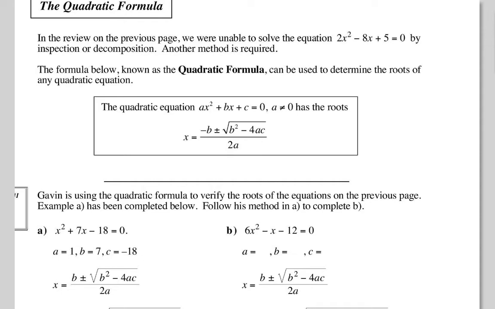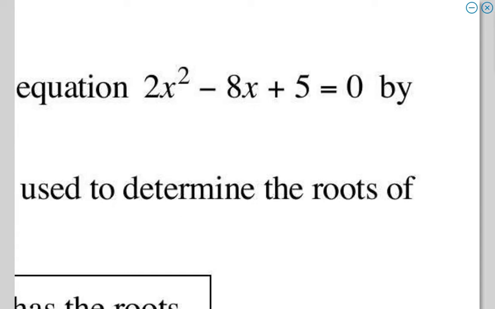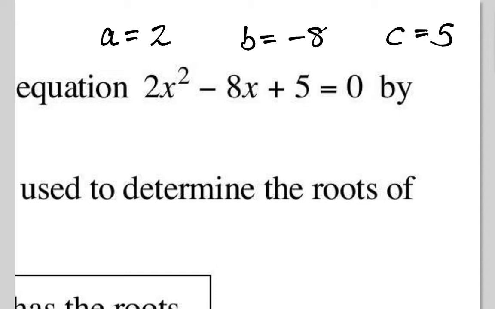So let's take a look. The very first equation they give us, let's make sure that we can identify these coefficients. In this case, A is 2, B is, and C is 5. That's very straightforward if it's written in descending order.